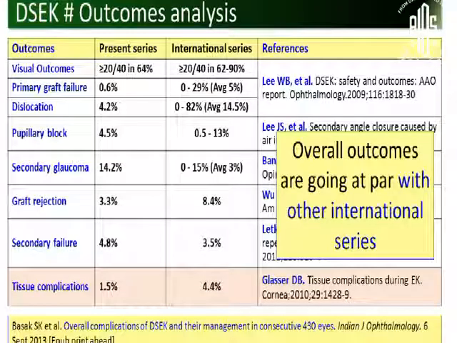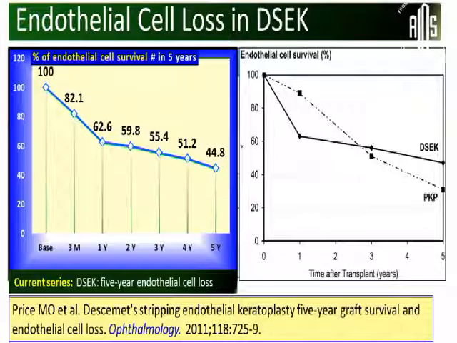In our outcome analysis, if you compare the pupillary block glaucoma, secondary glaucoma and graft rejection, they are less in my series compared to the Western world, and the secondary glaucoma is higher compared to the other group, probably because we have more angle closure glaucoma. It is comparable. And if you see the endothelial cell loss, with experience it can come down, and 5-year endothelial cell loss is around 55%. If we compare this with the other series, it is almost at par, and it is better than PKP from the Cornea Donor Study.